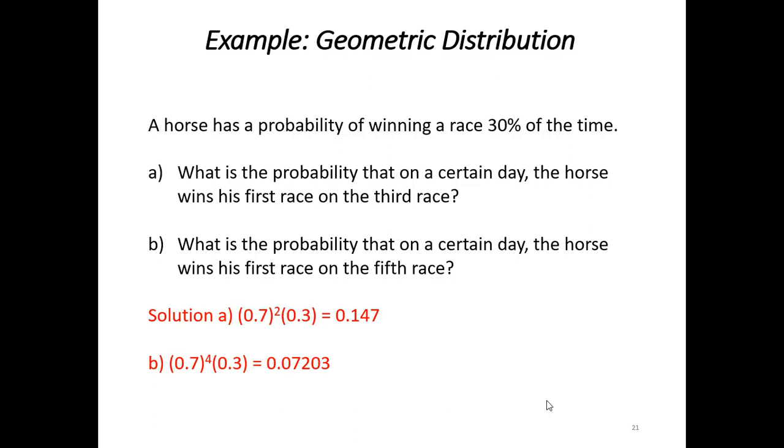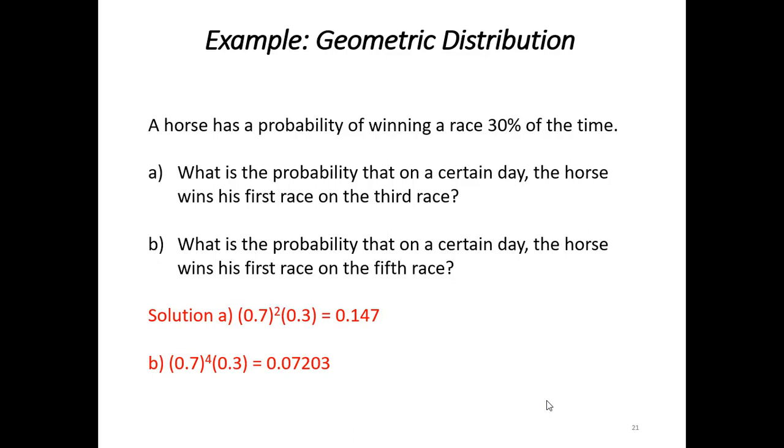Well, that's fairly easy to calculate. You really don't even need the formulas that I just showed you. So we get 0.7 squared, right? That's the probability he loses the first two races. And then a 0.3 because he's winning on the third race. So we can multiply these because these are independent probabilities. We get a final answer of 0.147.